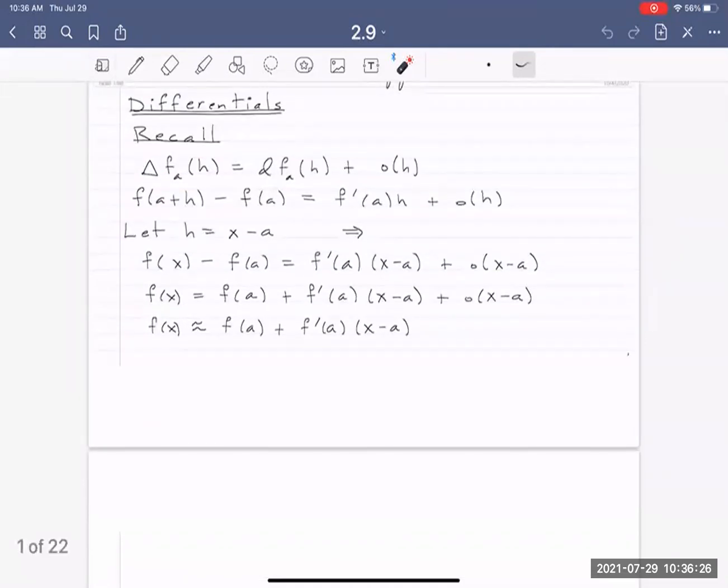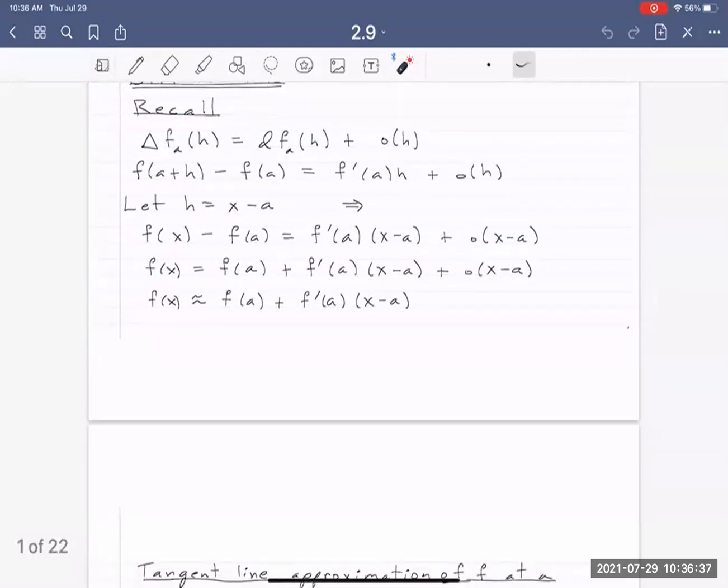So really, this is the notation that we gave at the beginning of this chapter. So let's recall the following. Delta f sub a at h is df sub a at h plus little o of h. So let's rewrite it.